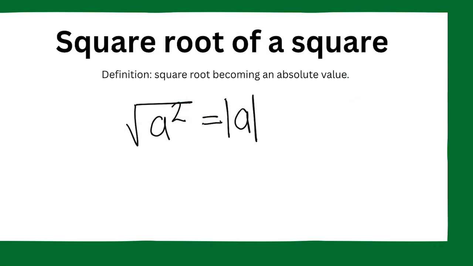The square root of a square. So essentially what we're doing here is we're turning the square root into an absolute value. And if you watched my other video of the basics of a square root and explaining square roots, you would know that a power cancels out a square root. They cancel out each other. So what we're doing here is we're just going to turn a negative value into an absolute value. So let's do an example.